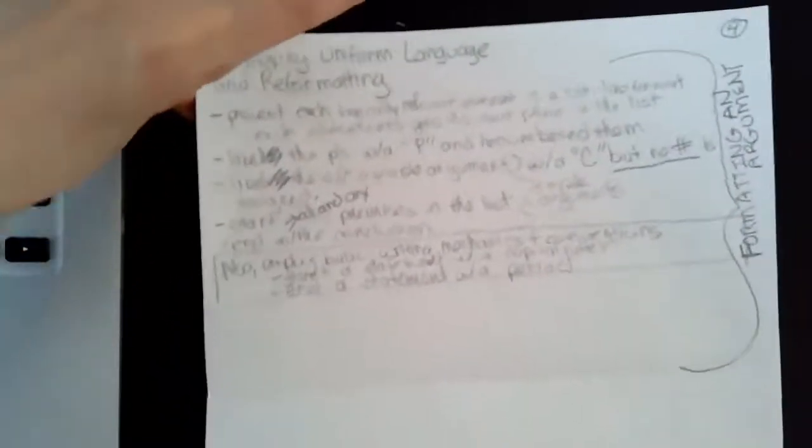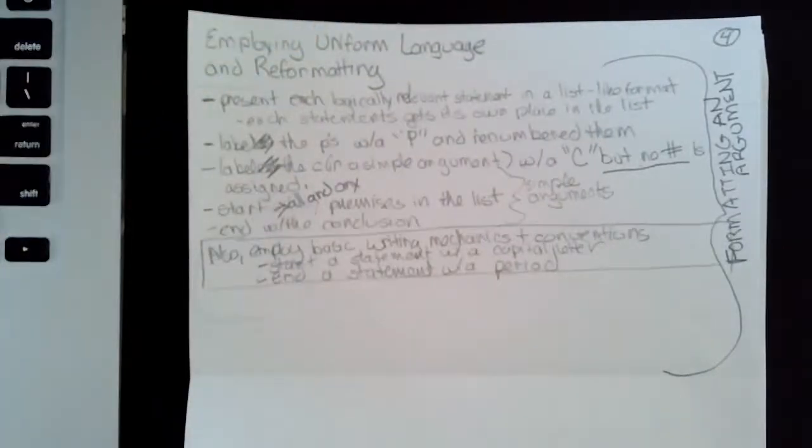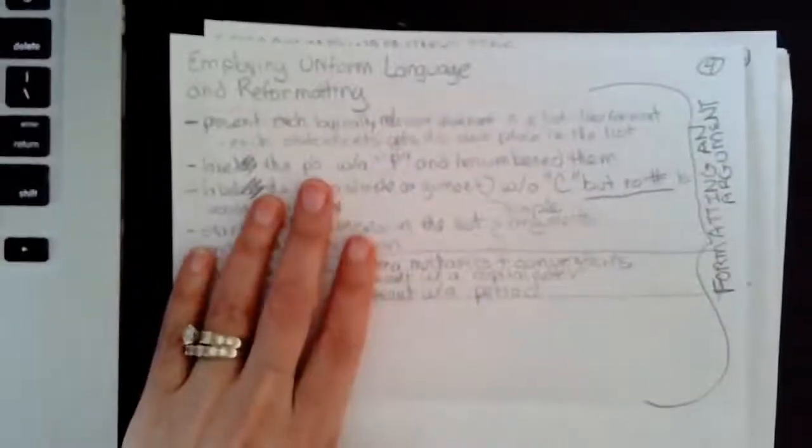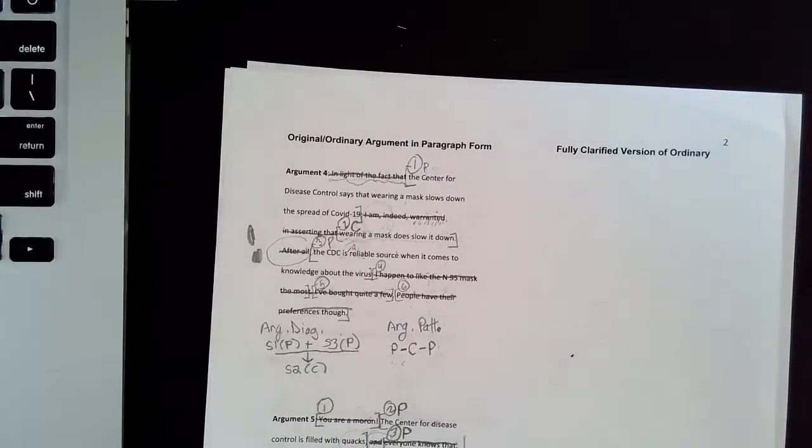If and when I want you to write something down about employing uniform language, I'll let you know. But right now, the part that we focused on here, again, is exclusively on reformatting, not rewriting. We could actually say reformatting, because a paragraph is a format. So we actually are reformatting an argument from paragraph forms into list-like forms. So that said, let's go ahead and continue to work through our arguments.